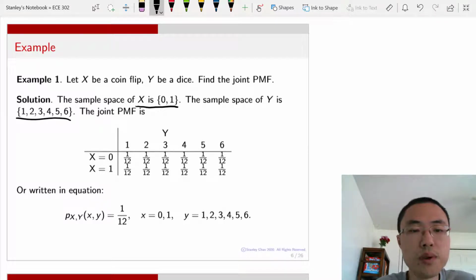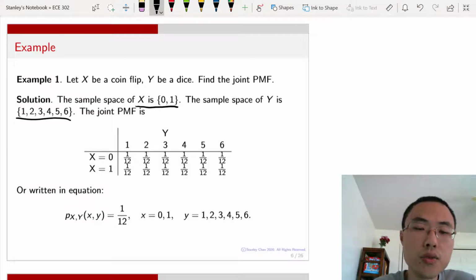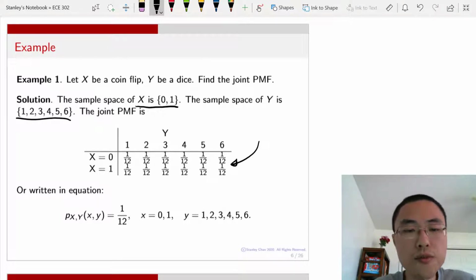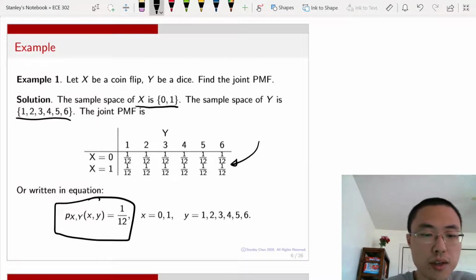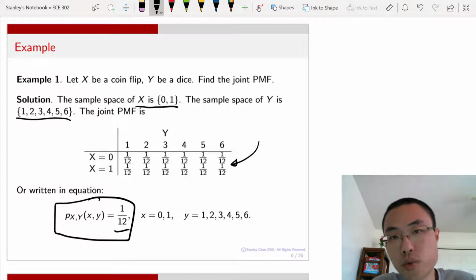Okay, now how about the joint PMF? The joint PMF can be written in terms of this table. This table has how many elements? You have 2 elements for x, 6 elements for y, so altogether you have 12 elements. These 12 elements, because I'm not putting any assumptions onto the values, I will just say that they're all equal. And therefore, in this table, all these 12 elements have equal probability, so they have 1 over 12. Now, what is the joint PMF? Well, the joint PMF will just be P_xy at small x, small y, and that equals 1 over 12.